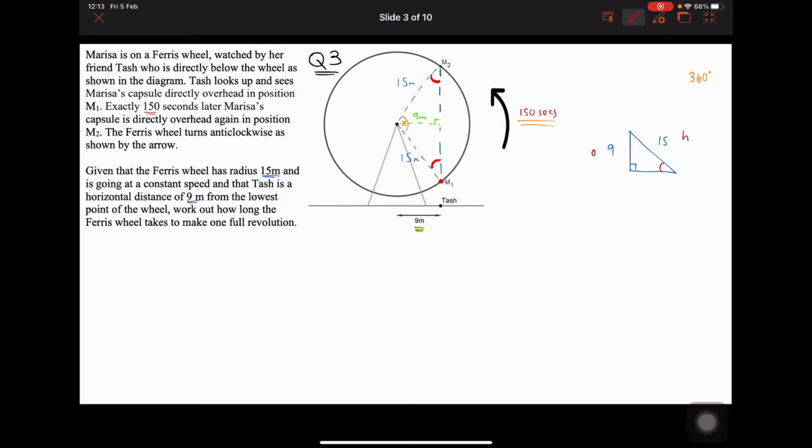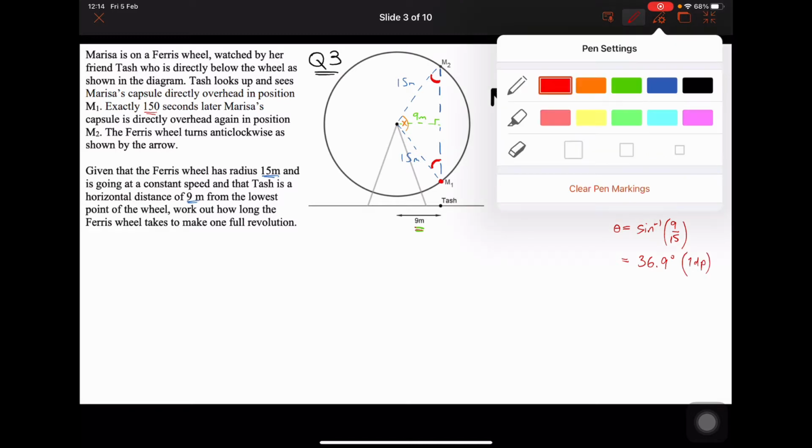Opposite, hypotenuse, sine. Opposite over hypotenuse is 9 over 15 equals, I'll call it theta. Yeah, let's call it theta. So theta equals arc sine 9 over 15. If you type that into a calculator, you get 36.9 to 1 decimal place.